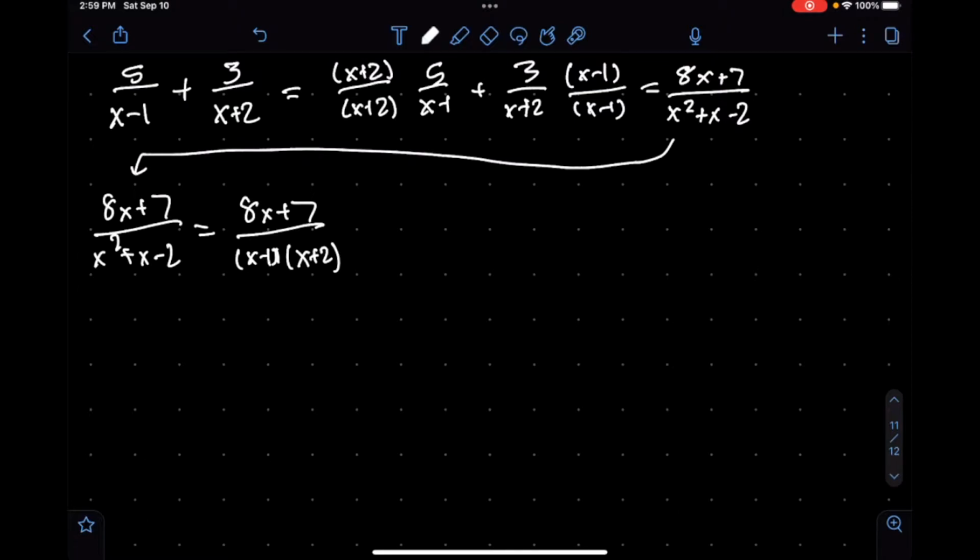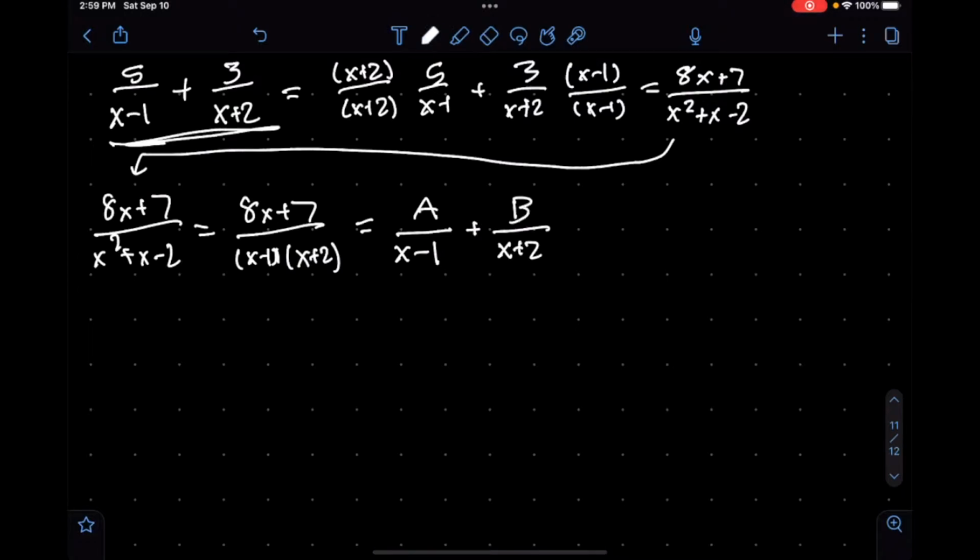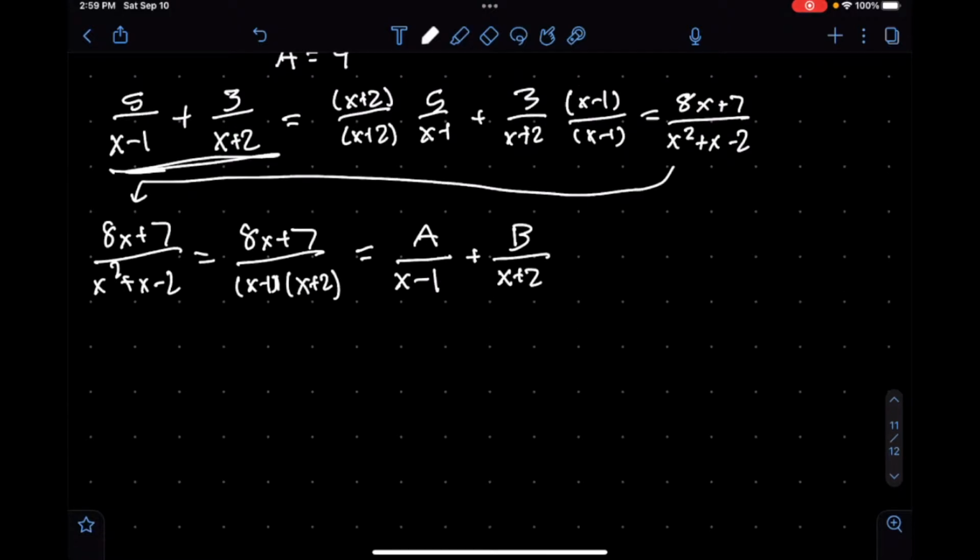Now, since we're multiplying these together, we can separate them like we did over here. So we have something over x minus 1, we'll call that variable a, plus something over x plus 2, we'll call it b. And in exactly the fashion that we would multiply by the opposite denominator, we can do the same thing when we decompose the fractions.